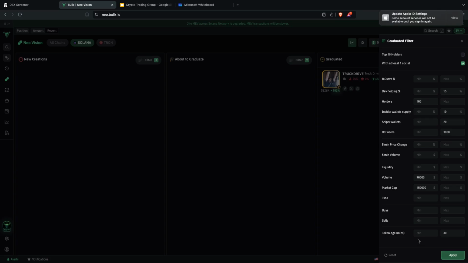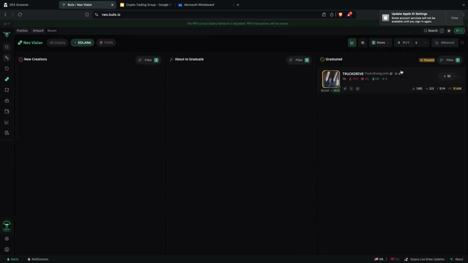The market cap should be above 150,000 US dollars. The token age here is about 30 minutes because I want to see what previously graduated. But if you put it at 12 minutes, you're going to have very fresh coins, and you're not going to miss out as soon as they graduate. You understand? So you really want to minimize the token age as much as you want. But if you want, you can put it at 30 minutes. It doesn't really matter. Those are my graduated filters.